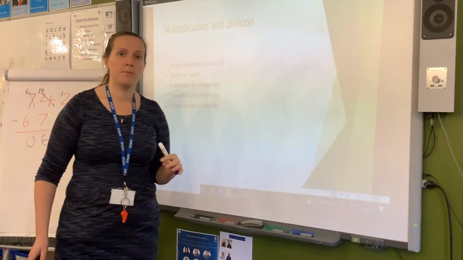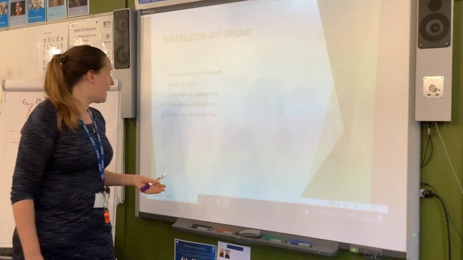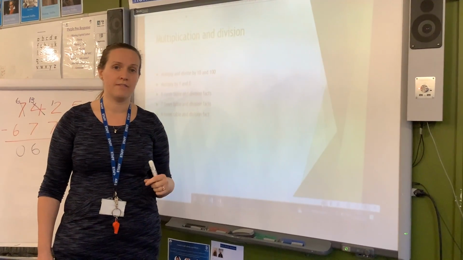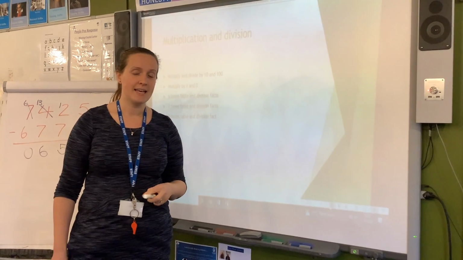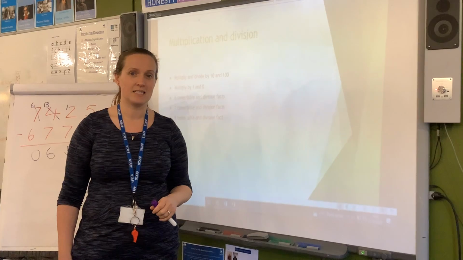We will look at multiplying by 1 and 0 and the rules that coincide with that. And then looking at the 6, 7 and 9 times tables and division facts. That will take us all up until Christmas, and that is your maths learning for the next half term.